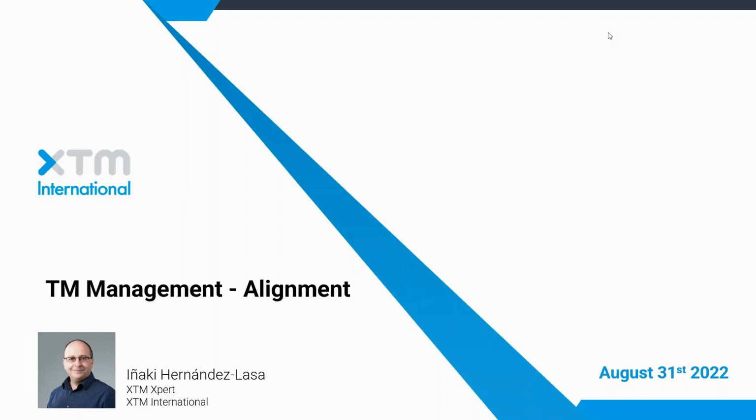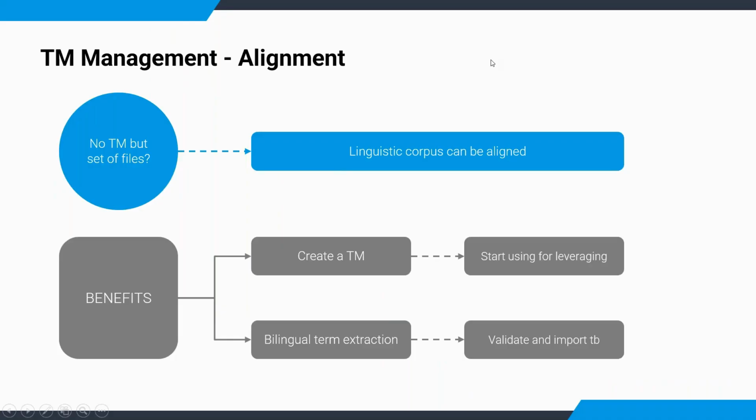So let's start today with the topic of TM management and file alignment. Many times we have a lot of customers, and if you are an enterprise, you probably have a number of issues. You may have no translation memories available to you, but on the other hand, you may have a set of files in a source and a target language from legacy materials, and we can use that linguistic corpus to be aligned in XTM.